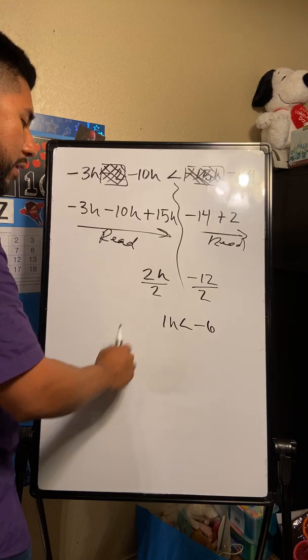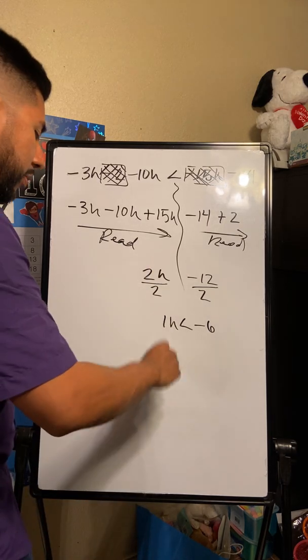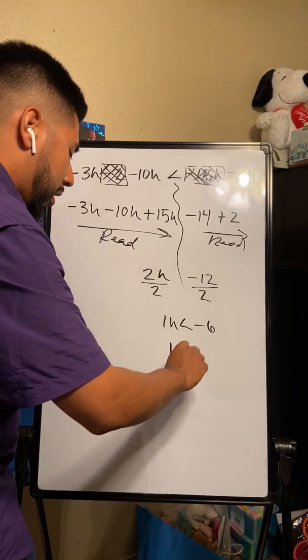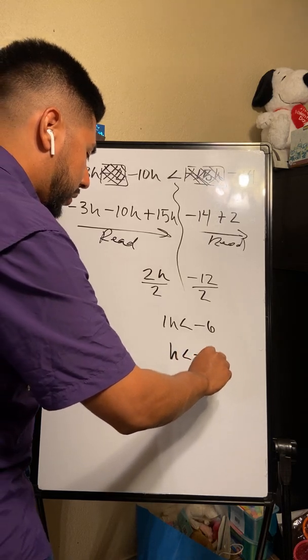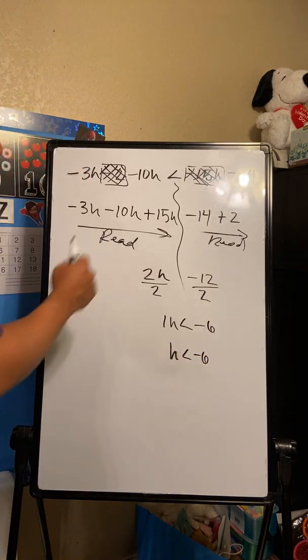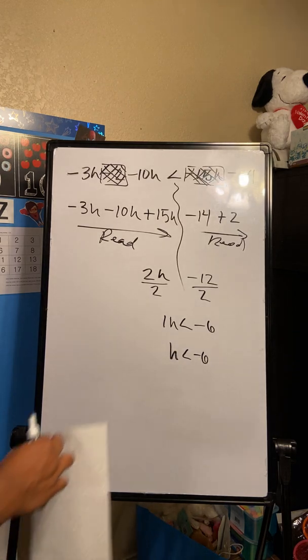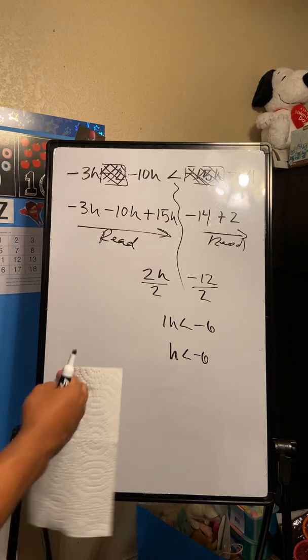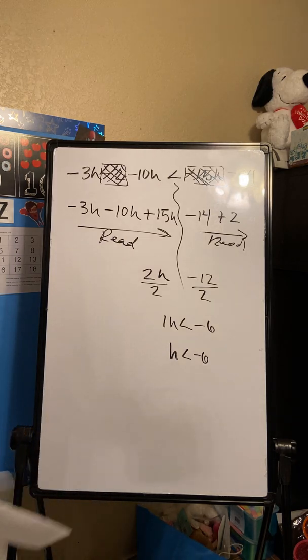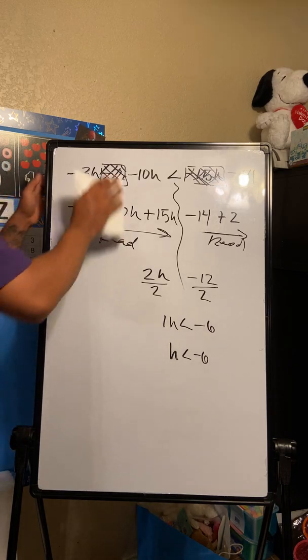Remember, we don't like that. You could either just erase like that or be a little extra. H is less than negative 6. Boom. Good stuff. Love it. Take a moment, pause the video if you would like, just look over the problem, I'm about to erase it. Alright, good stuff. Erase it real quick.